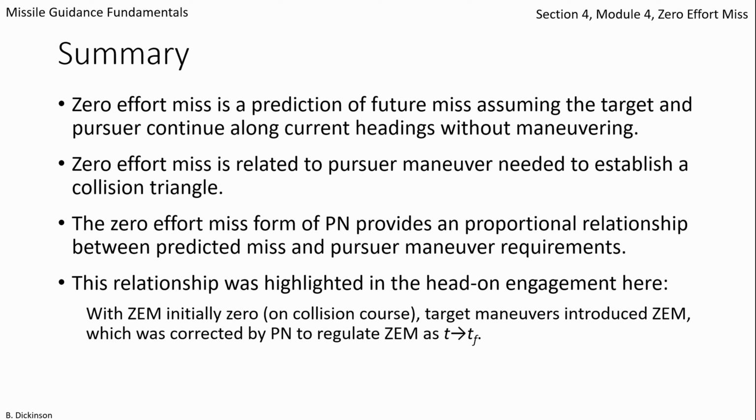Initially, zero effort miss was 0. We were on a collision course, and then the target maneuvered, introducing predicted miss, but that was corrected by the ProNav and through the acceleration of the pursuer so that the pursuer regulated zero effort miss as time approached the final time.